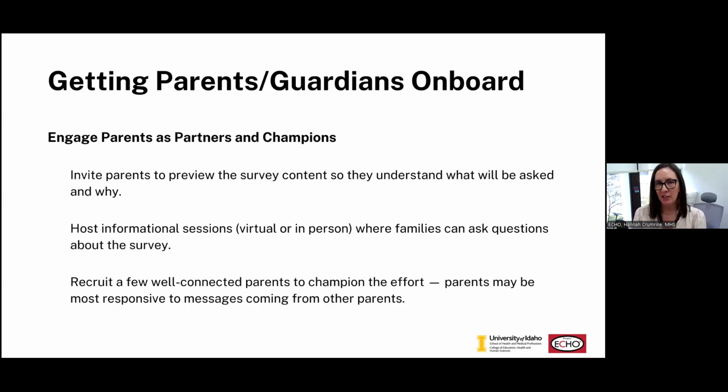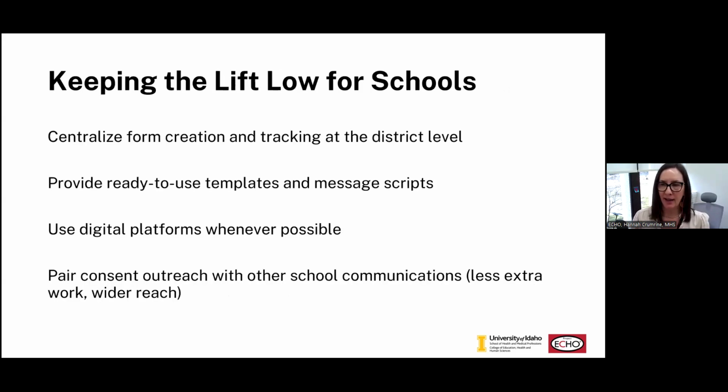I had one more slide, Shannon, about lowering the burden, but I think we can skip that for the sake of time and move into the case study.